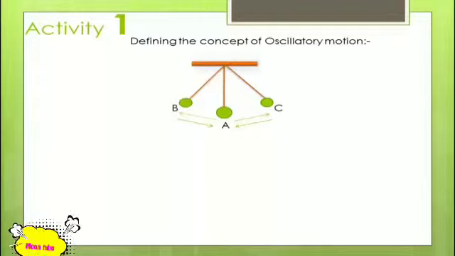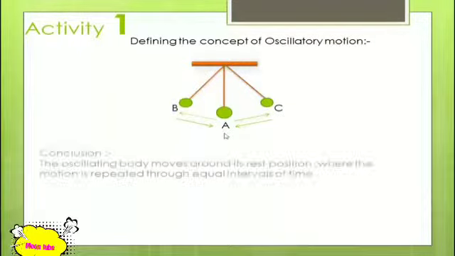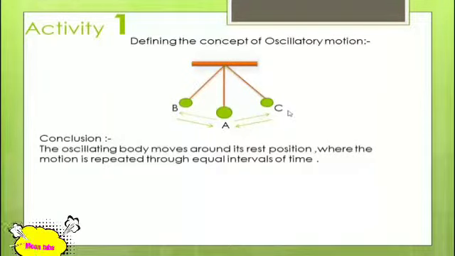Number three, the velocity of the oscillating body when it moves from A to B decreases. In other words, the velocity of the oscillating body when it passes through its original position A reaches its maximum, but when it reaches B, it decreases regularly. The same thing happens when it reaches C. The velocity in its rest position is maximum, but when it reaches C it is reduced gradually. Conclusion: the oscillating body moves around its position where the motion is repeated through equal intervals of time.